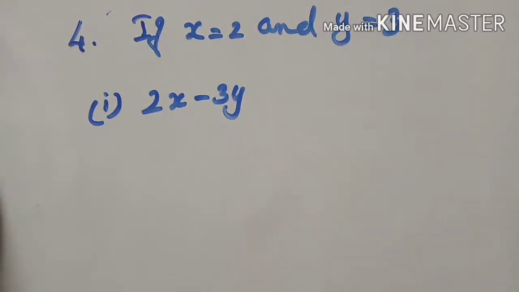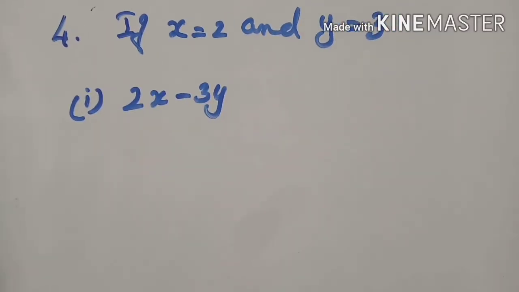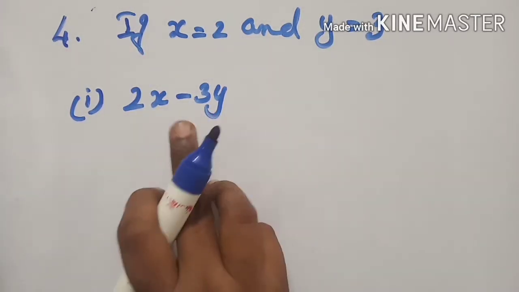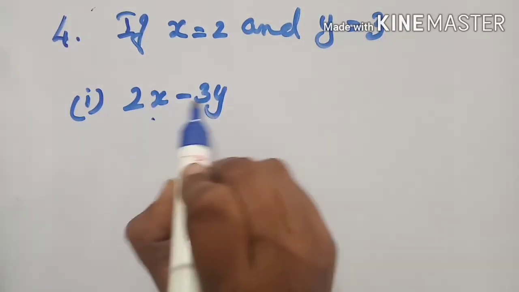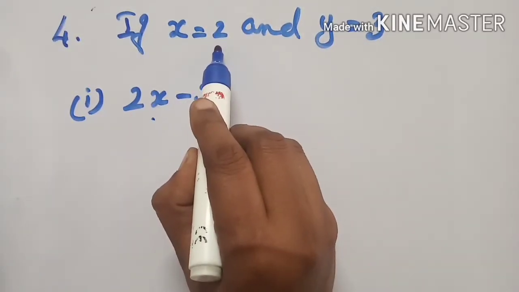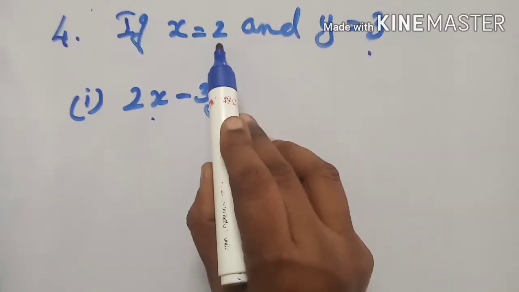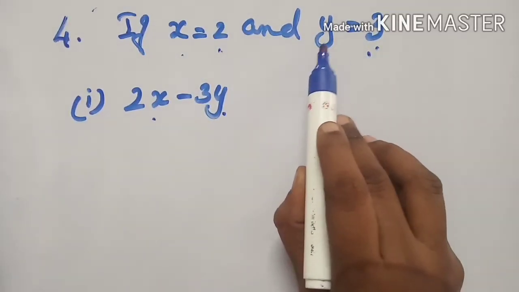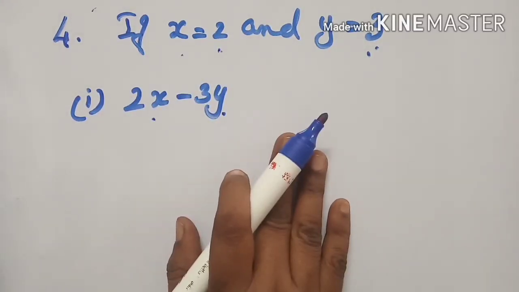Listen to me carefully, children, because this is new for you. Here is the given expression, 2x minus 3y. The x and y are variables, and their values are given: x is 2 and y is 3. So we have to substitute 2 for x and 3 for y, then find the value of this expression. That's all. Very simple, right?